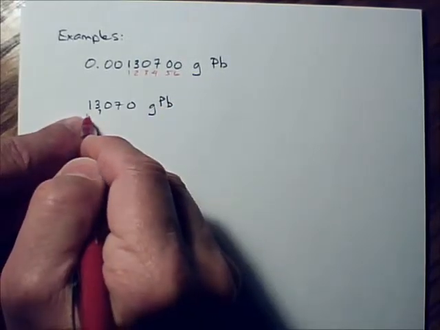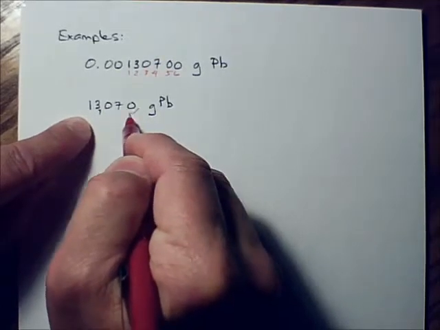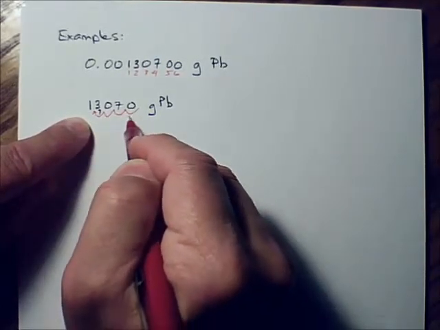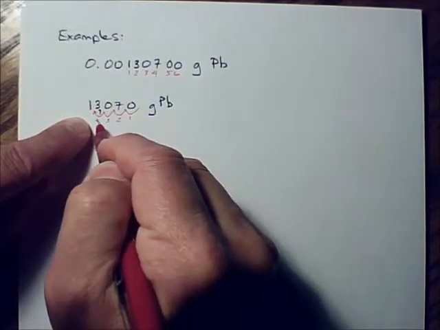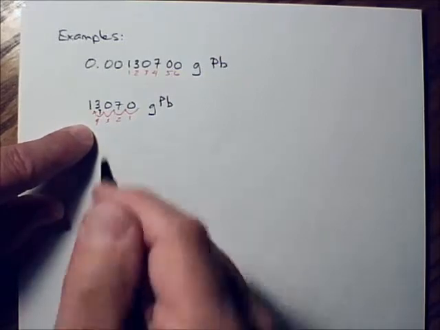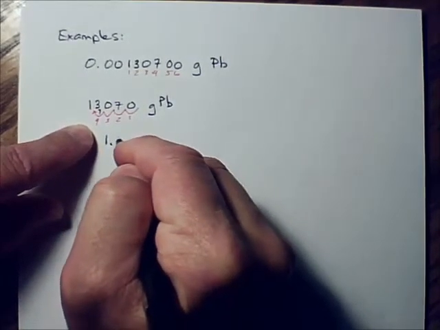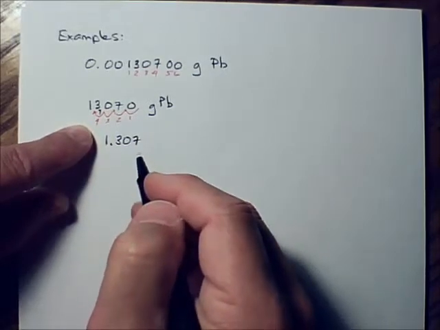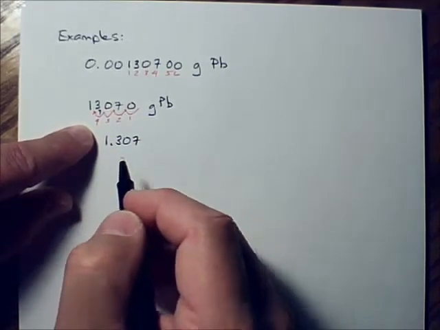So here's our first non-zero digit. I'm moving it 1, 2, 3, 4 places. 1, 2, 3, 4 places. Okay? So I'm going to write this number now as 1.307. Now, because I did that, I can't just leave it like that. I have to have this.